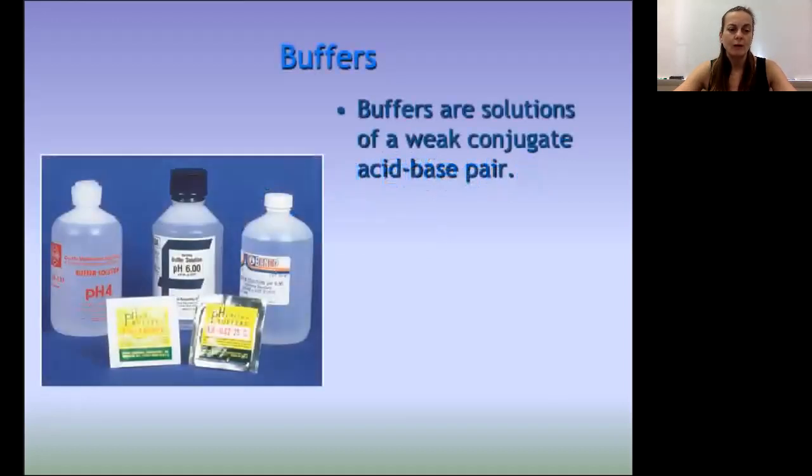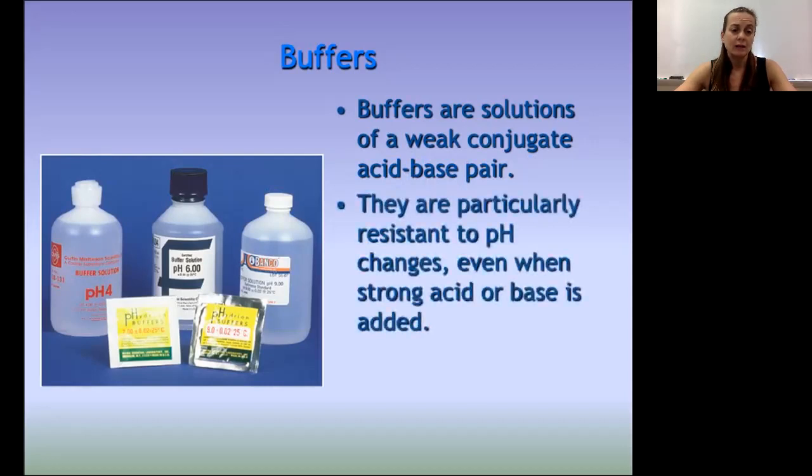So first let's talk about what we have to have in order to have a buffer. A buffer is a solution, and that solution needs to contain two things. It needs to contain a weak acid and its conjugate base, or it needs to contain a weak base and its conjugate acid. So it's a weak conjugate acid-base pair. Both pieces have to be there. Now, usually the conjugate is provided in the form of a salt. For example, we might have acetic acid, and the conjugate base part would be provided by a sodium acetate salt. So we would have to have both acetic acid and acetate ion.